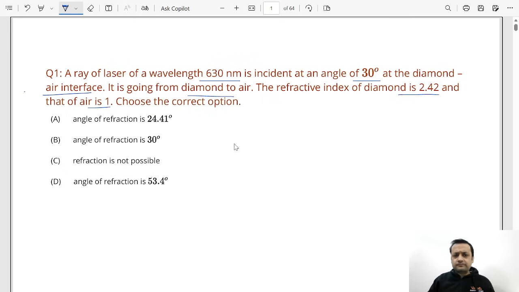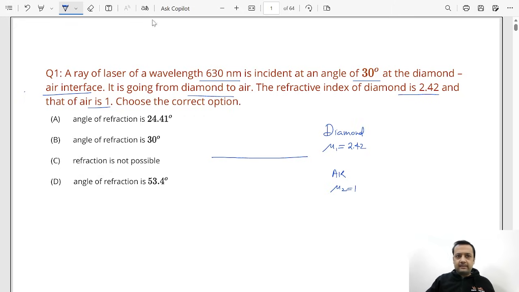So what is happening? Basically, the ray is going from diamond to the air. That means it is going from denser to the rarer medium. And the question is asking about the angle of refraction. Okay. So let's understand this. Let us say this is diamond, and here the refractive index is, let's say, mu1 is equal to 2.42. Now we know that the refractive index of the air is mu2 is equal to 1.